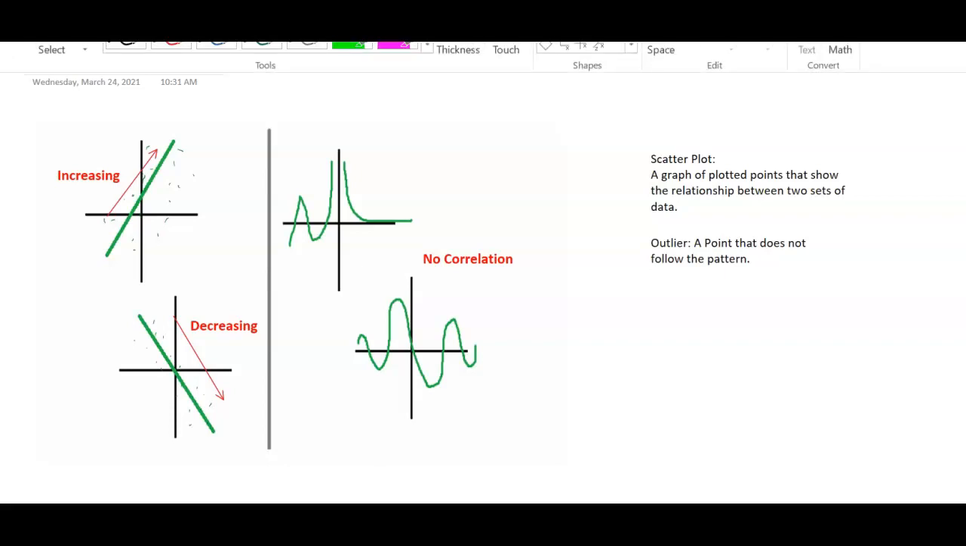Oftentimes within a scatter plot, you also have what's known as an outlier. It's a point that does not follow the pattern. So if we were looking down here on this, if we had a point over there, that would be the outlier. It's a point that is not on the pattern. Okay, so this would be your outlier.